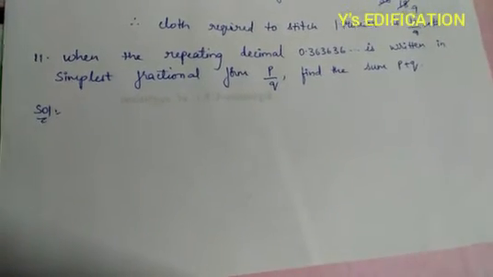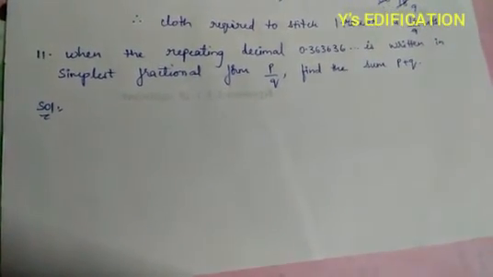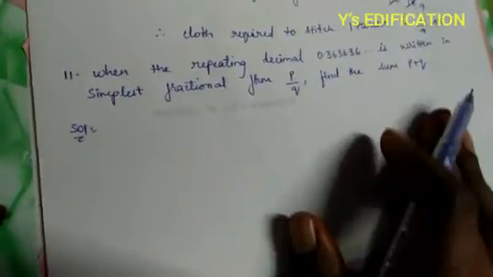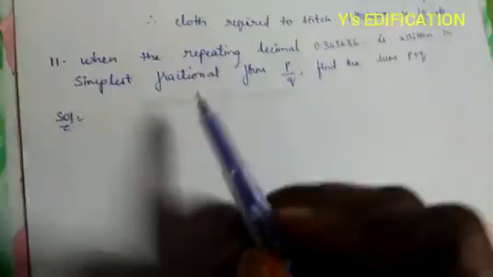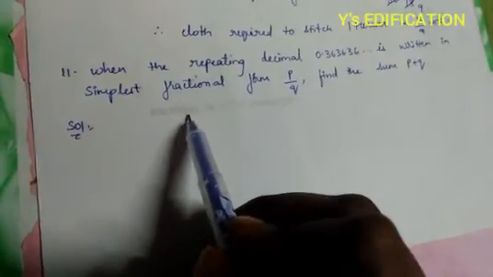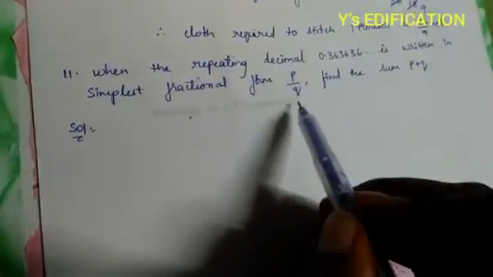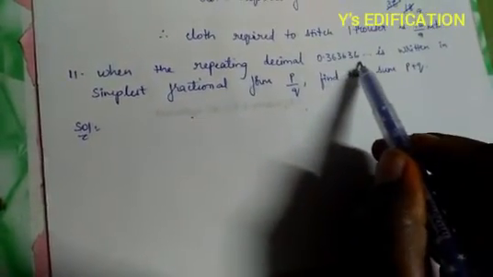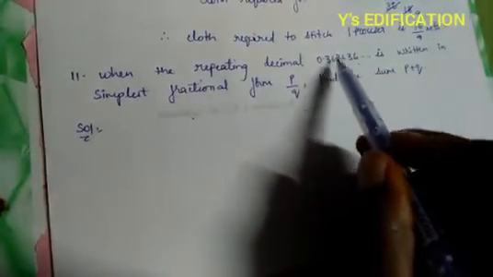When the repeating decimal 0.363636 and so on is written in simplest form P by Q, find the sum P plus Q. In the previous problems, we have done conversion of a repeating decimal number into a rational number, right? This is a repeating decimal number, so we have to convert it into a rational form, that is P by Q form.